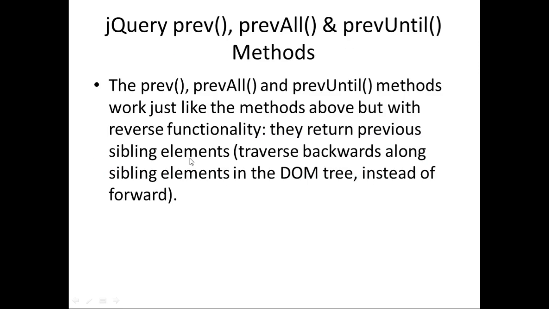Now the prevAll and prevUntil methods are similar to the next ones. So the prevAll and prevUntil methods work just like the methods above, but with reverse functionality. They return previous sibling elements, traversing backwards along sibling elements in the DOM tree instead of forward. So I don't need to give the example. So very similar to the previous one.